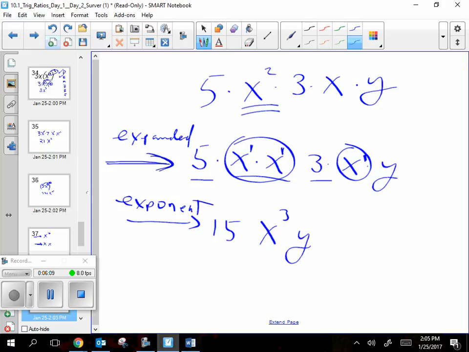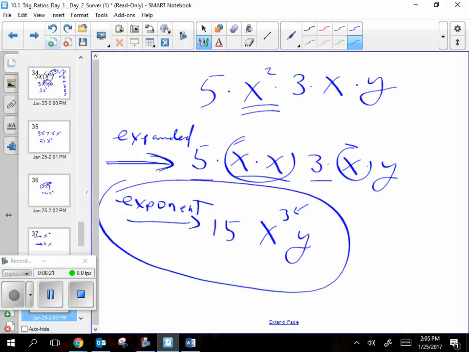Because see, it's got exponents. When they're expanded all the way, their exponents are just ones, so you don't even need them. See how that doesn't have exponents? So this is exponent form because it's got exponents in it. This is expanded form because it's basically just stretched all the way out.